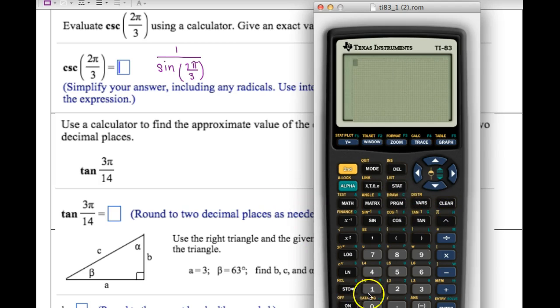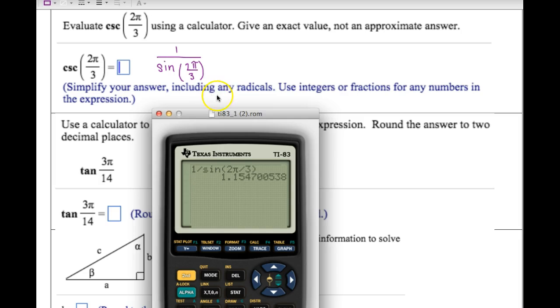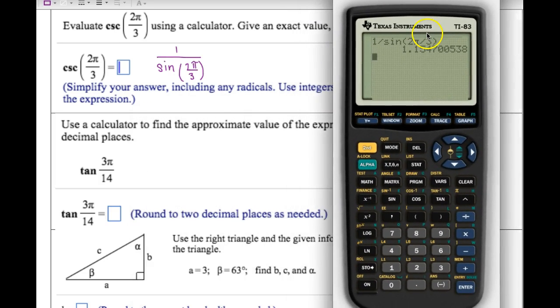Okay? So I've got 1 divided by sine of 2 pi over 3. Actually, that should be fine. There we go. However, they want me to simplify my answer, including any radicals, use integers or fractions for any numbers in the expression. So I'll show you guys a little trick here.